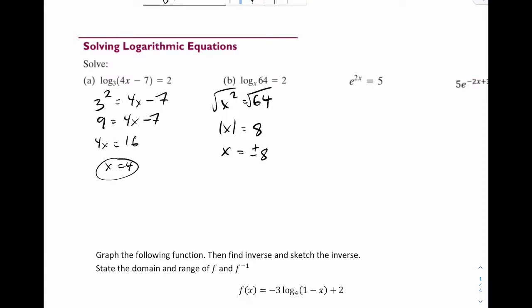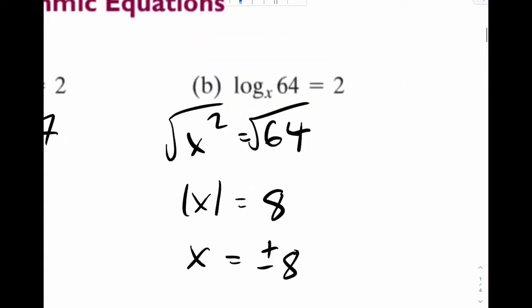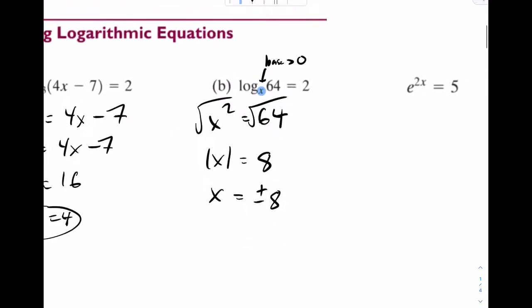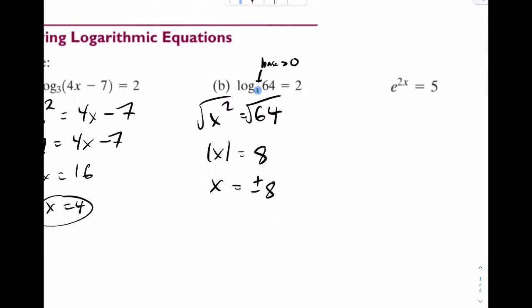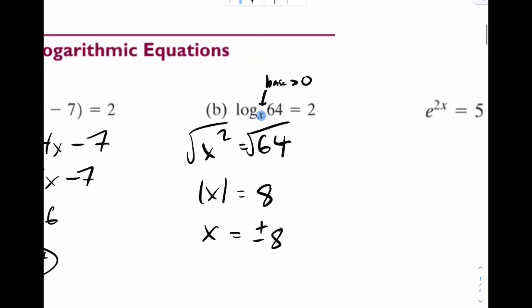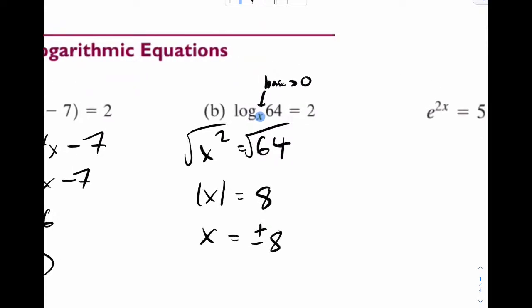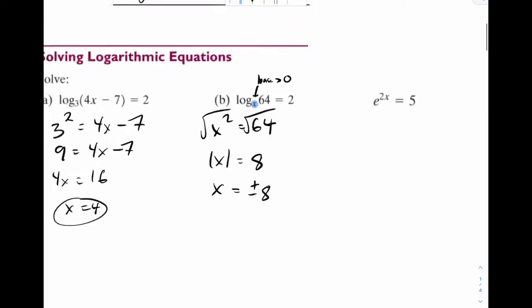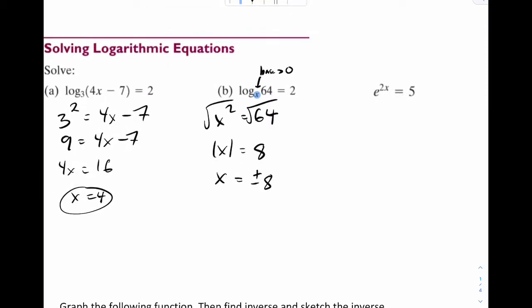However, this is a fine detail of a log. The base has to be positive. We'll never have a 0 or a negative base because for a log it wouldn't really make sense. Like you can't have log base negative 2 of something because it wouldn't be clear what to do. So because of that, we just cross out the negative answer, and x is only 8.